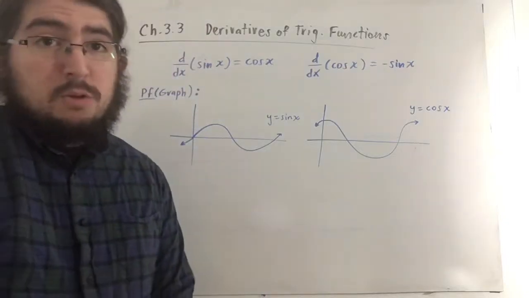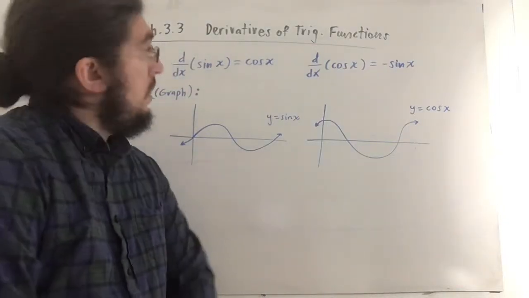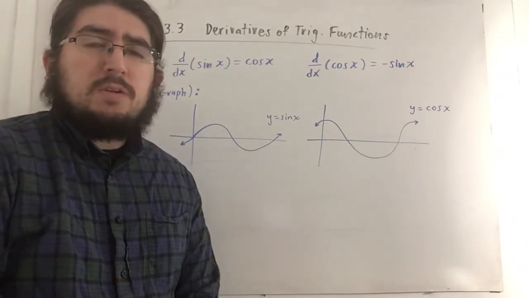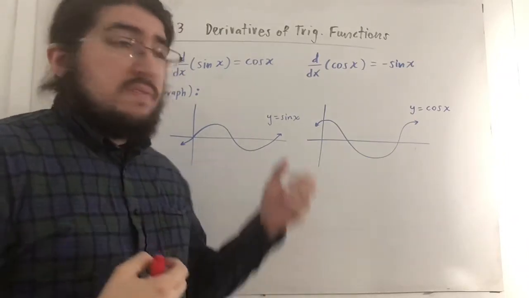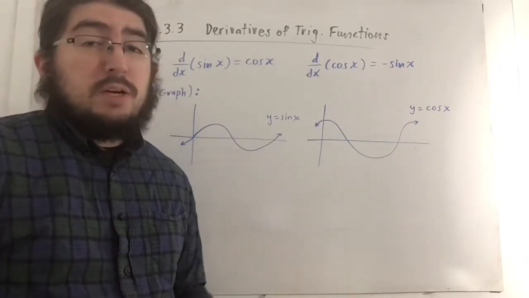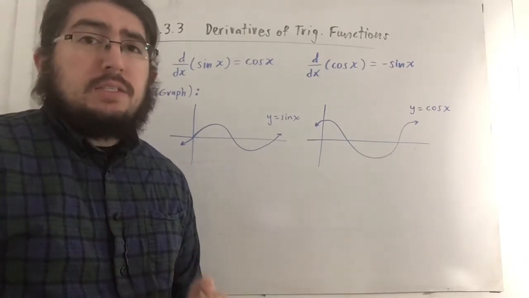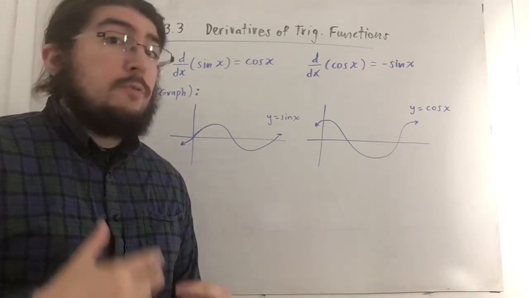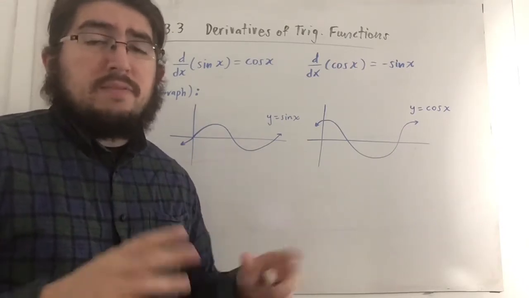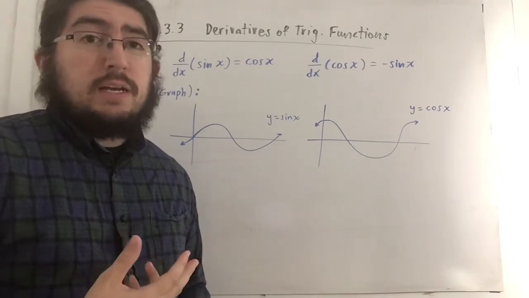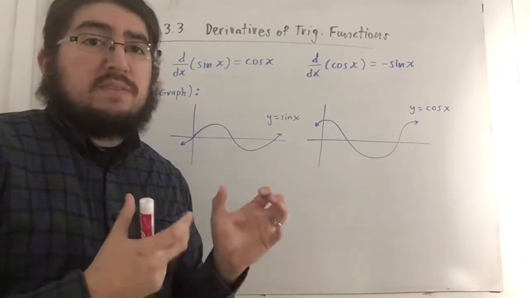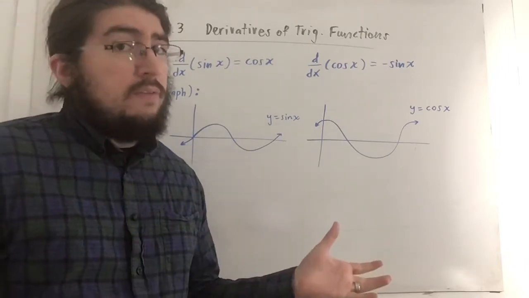Hi everyone, this is 3.3 for Calculus 1, and this is derivatives of trigonometric functions. First we're going to start off by finding derivatives of sine and cosine. From there we can find the derivative of any trig function, as it turns out, because if you remember from trigonometry, you can write any trig function, tangent, cosecant, secant, cotangent, any of them, in terms of sine and cosine. So these are the building blocks of all trig functions, and finding the derivatives of these will help us find derivatives of all of them.